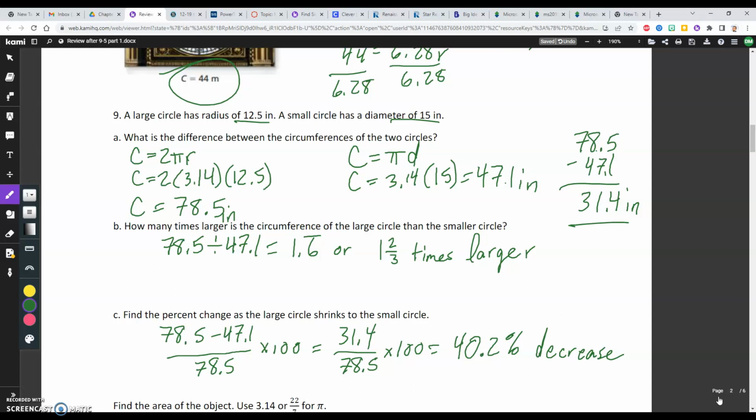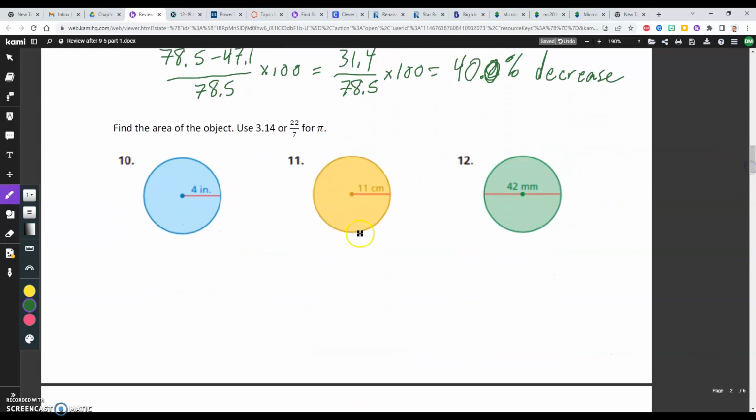Just double checking something really quick. Oh, actually, you know what? I did realize something. That should be a 5. That should just be straight up 40% decrease. There we go.